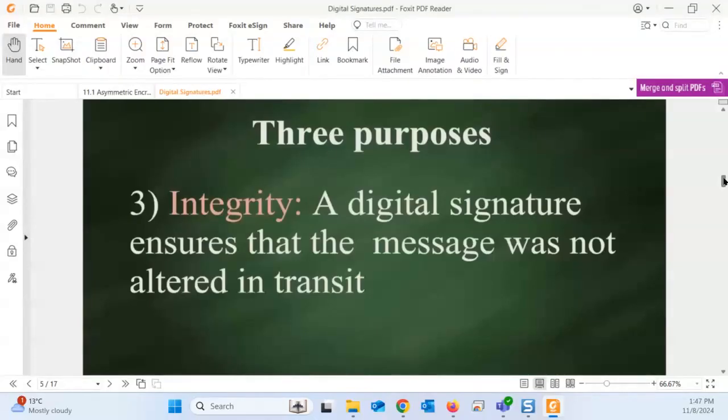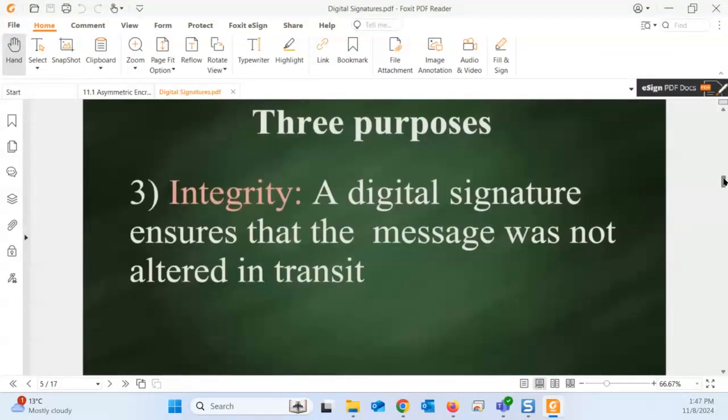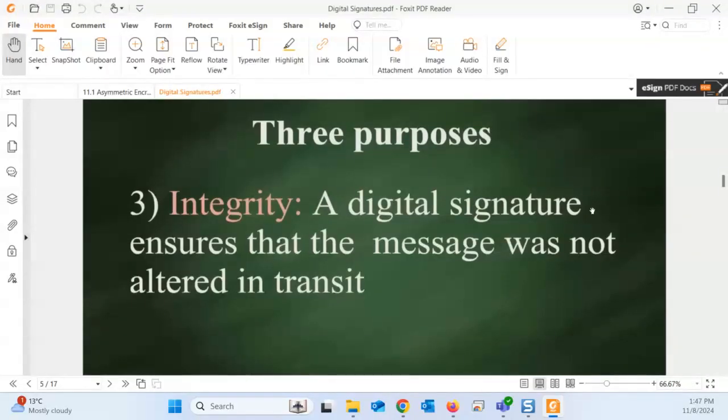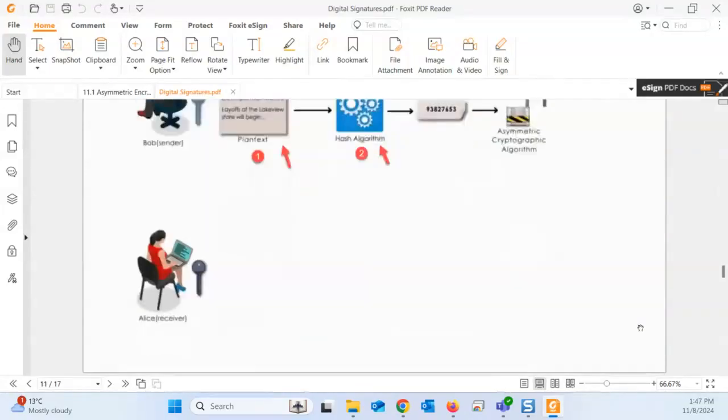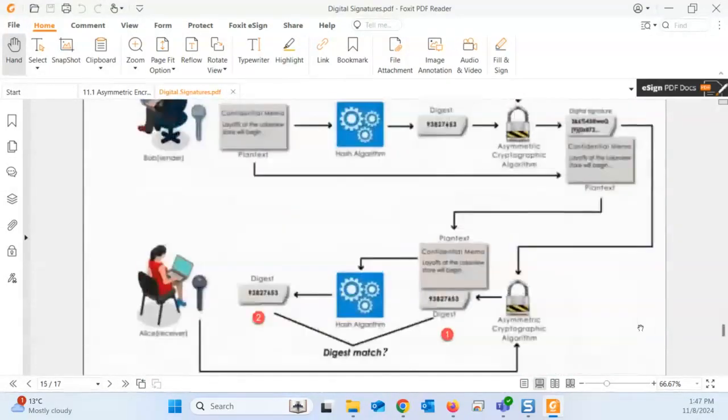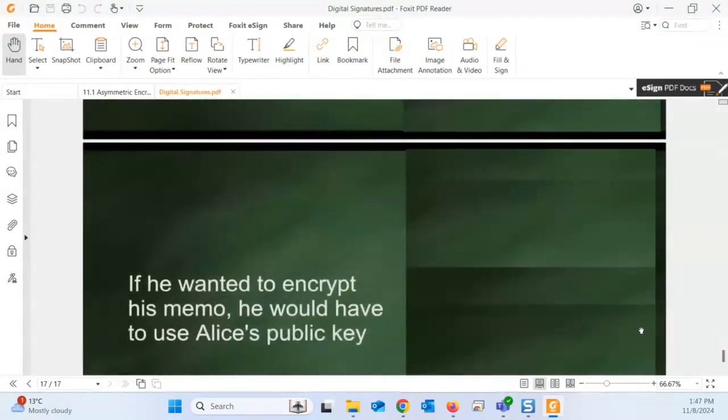Third purpose, integrity. Once 1 and 2 are done, the third comes automatically. The message was not altered in transit. Even if a hacker gets it, if he tries to change the file in the middle, it will change the hash, and then it will not be the same. This is uploaded to module 8 already.